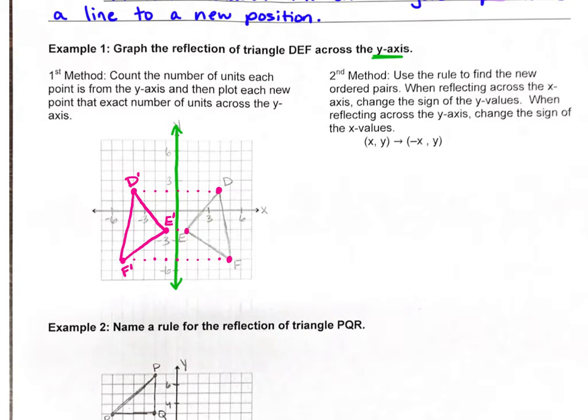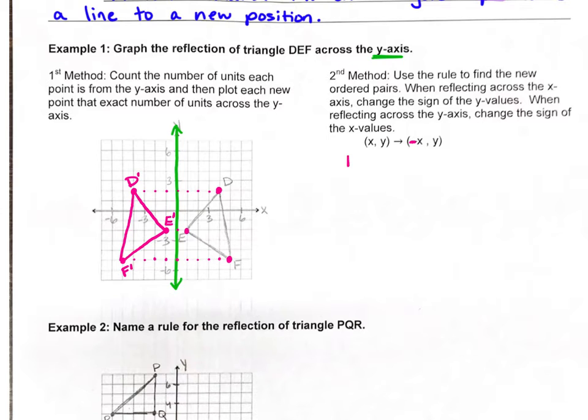Now I have a second method. I can use the rule to find the new ordered pairs. When reflecting across the y-axis, notice that what changes is that the x-coordinates change their values, and they're just going to be the opposite sign. So that is our rule. We take the x-coordinate and we change the sign and keep the y-coordinates the same.